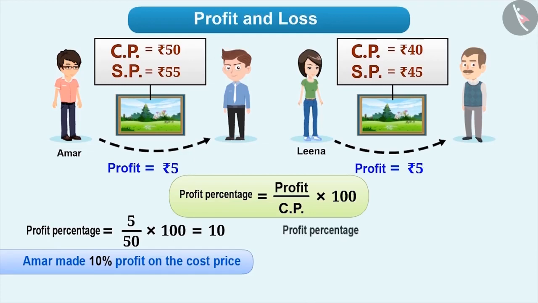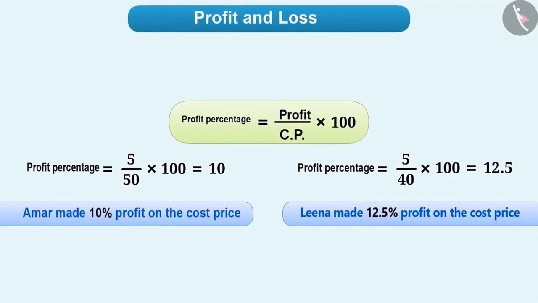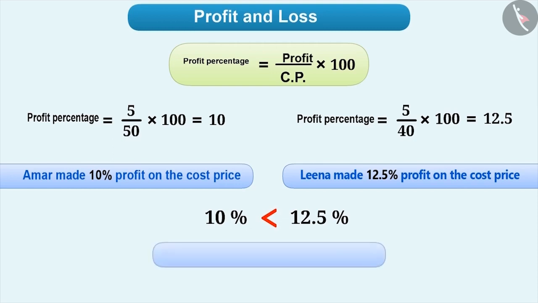And the profit percentage of Leena is equal to 5 by 40 into 100, which is equal to 12.5. That means Leena has made 12.5% profit on the cost price. Now tell me who earned greater profit. Think for a while. You got it correct. Since 12.5% is greater than 10%, Leena made more profit.